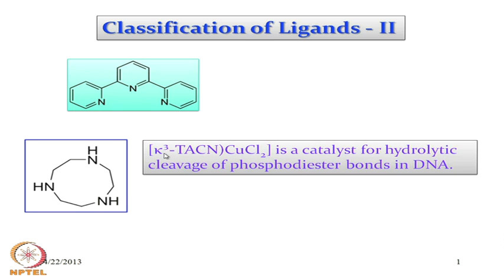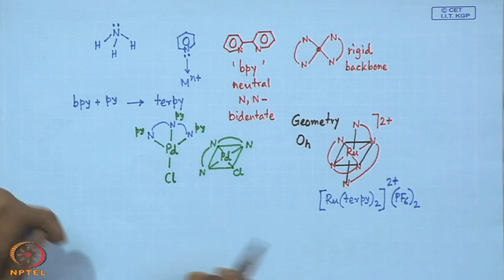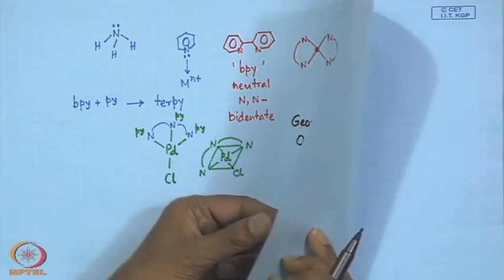So, we can make the copper TACN compound of copper chloride, which is well known as a catalyst for hydrolytic cleavage of the phosphodiester bonds of DNA. So, it has some biochemical reactivity, the esterase activity. Esterase activity can only be shown by this sort of ligand, where the binding is completely different compared to any other tridentate ligand.